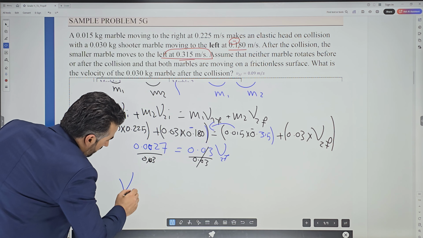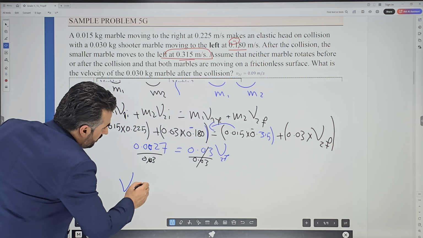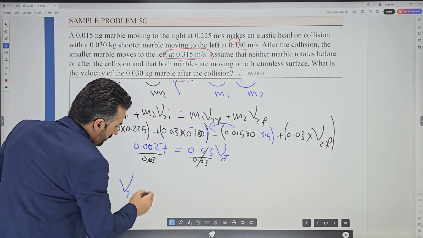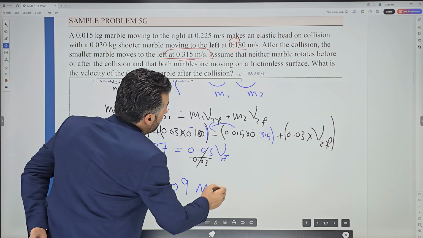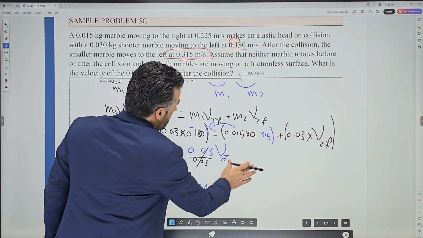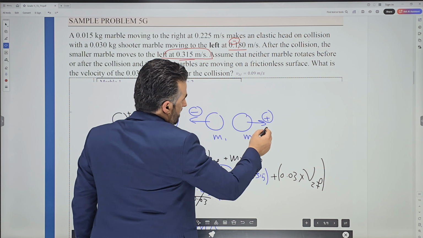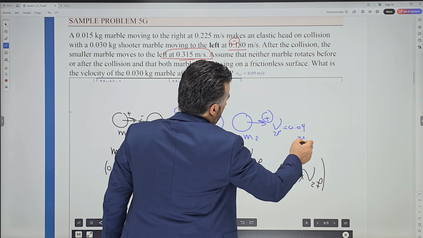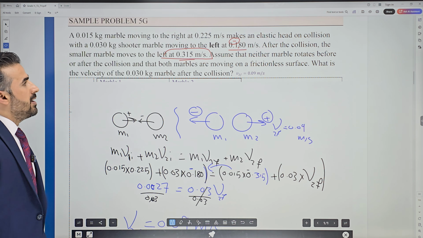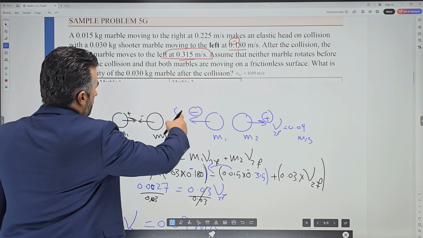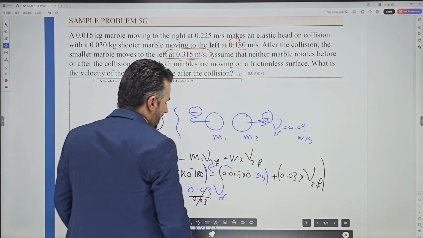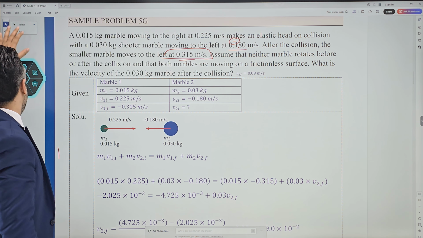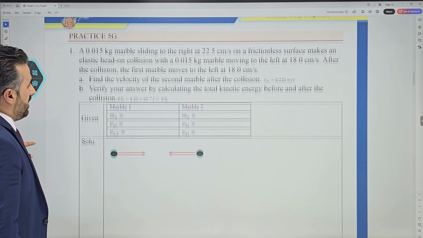So V2 final is equal to 0.09 meter per second, and it's positive, which means that it is going to go to the right, as you can see here. V2 final is equal to 0.09 meter per second to the right, and that's what it is for this one here. Since it is perfectly elastic, the kinetic energy is conserved, and you can double check if you want to, but the question is not asking for it, so you don't have to do that.